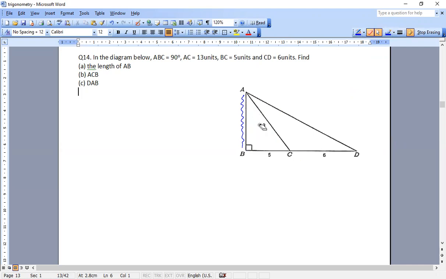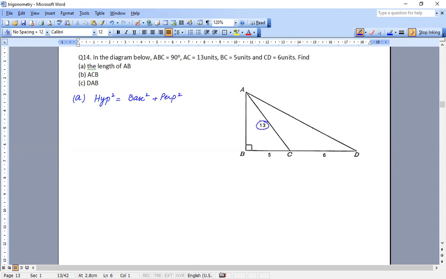So I can only consider triangle ABC, and in ABC, I know the length of the adjacent B to C, which is 5, and I know the length of the hypotenuse A to C, which is 13. I have the hypotenuse, I have the base or the adjacent, whatever you call it. I can use Pythagoras theorem to find out the length of the perpendicular or what you call opposite. So according to Pythagoras theorem, hypotenuse square is equal to base square plus perpendicular square.